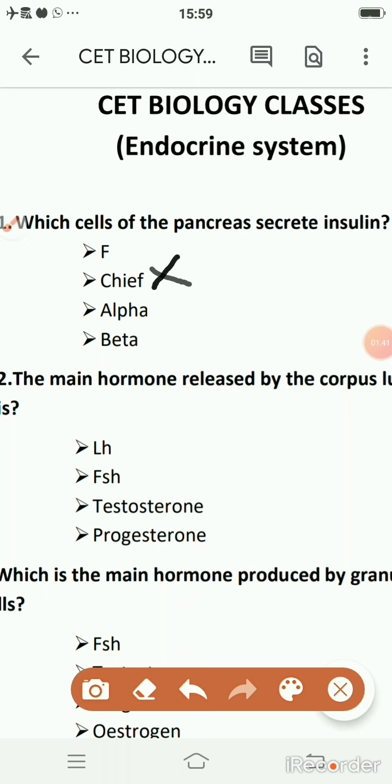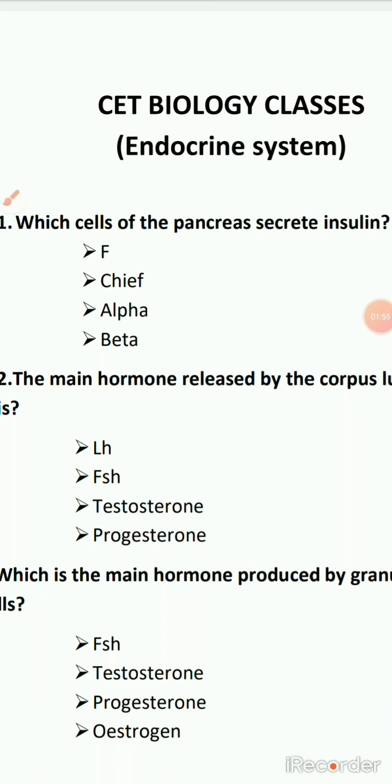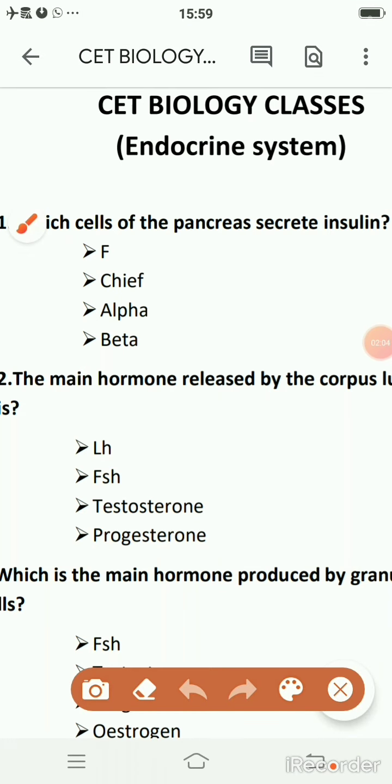Fine. Let's move on to the alpha cells. Alpha cells secrete glucagon, and their function is quite opposite to insulin. These alpha cells are also not the right answer.